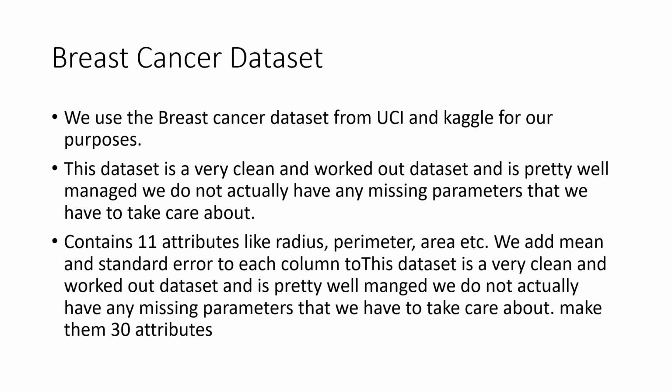So next is breast cancer data. I've taken this data from UCI and Kaggle; basically, Kaggle takes it from UCI. This is a very clean data set. It does not have any null values, so I did not have to work a lot on it. It has 10 parameters like radius, perimeter, etc. For each parameter, for example radius, we add the radius mean and radius standard error, and that gives us 20 more attributes. So 10 plus 20, we have 30 columns, and that's our data.